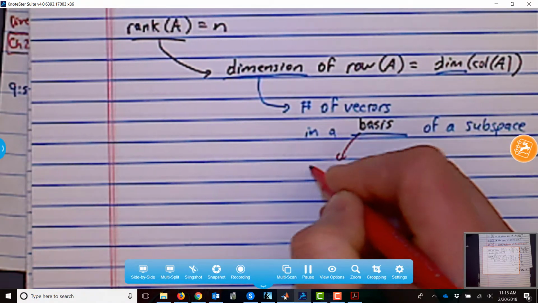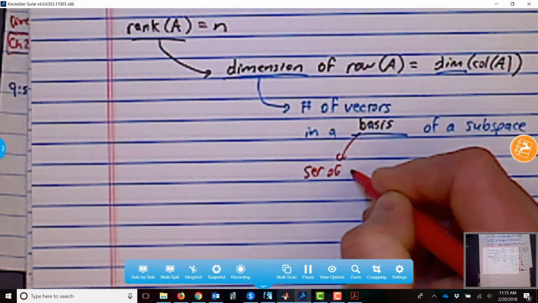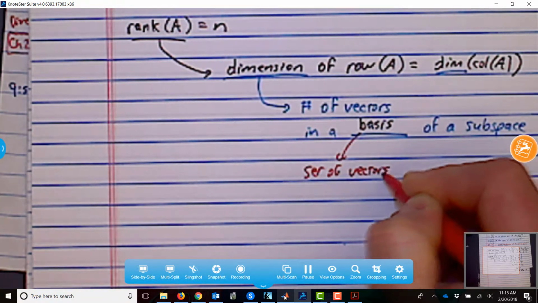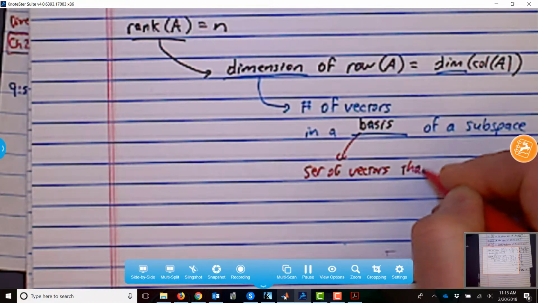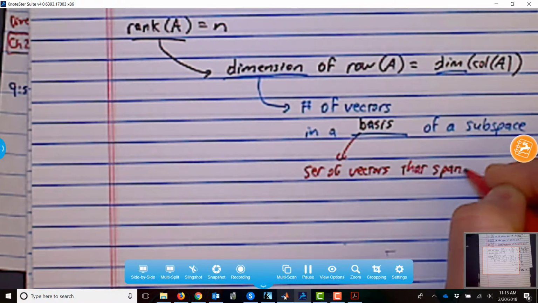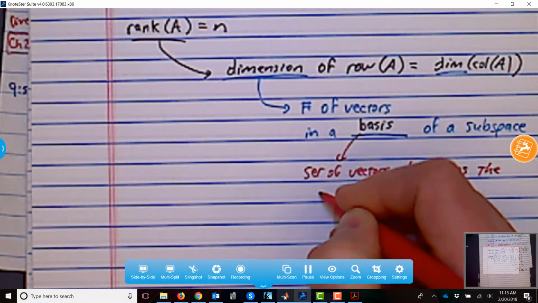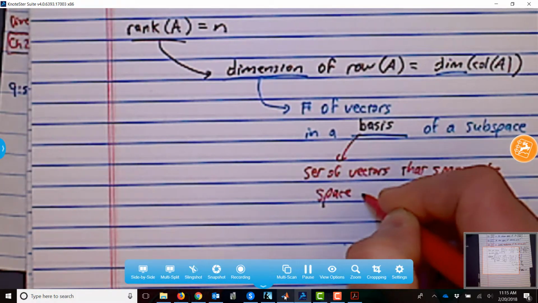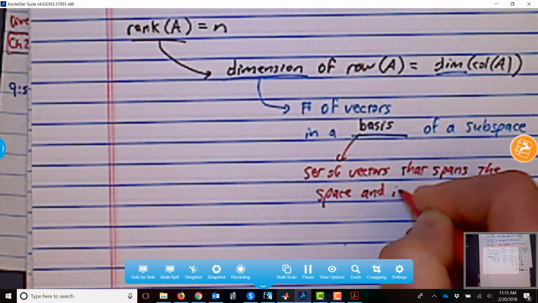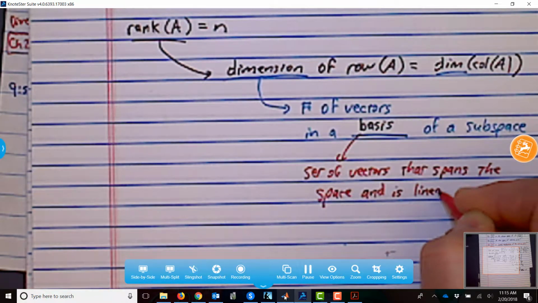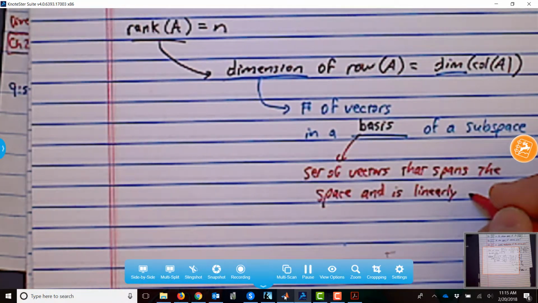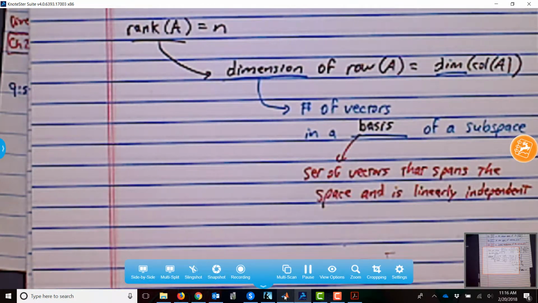A basis is a set of vectors that spans the space and is linearly what? Yeah, thanks for being so unanimous with that one. Linearly independent. Set of vectors. That's a basis. Okay? Vectors.